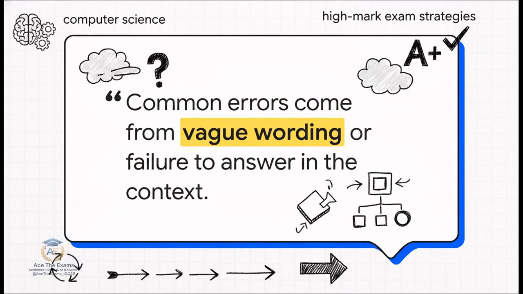They say things like, common errors come from vague wording, missing process steps, or failure to answer in the context of the question. You see, naming a device without explaining how it works, or throwing out an advantage with zero reasoning to back it up, absolutely destroys your grade. You can't just describe a piece of tech that sounds kind of related. You have to explain the exact sequence of how it works, directly applied to whatever prompt they've given you.